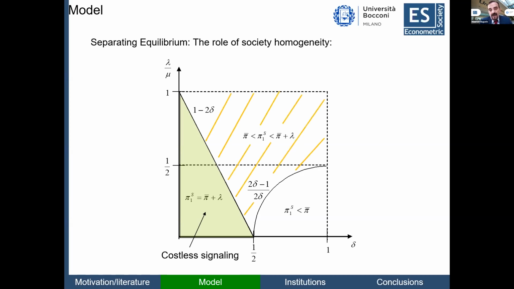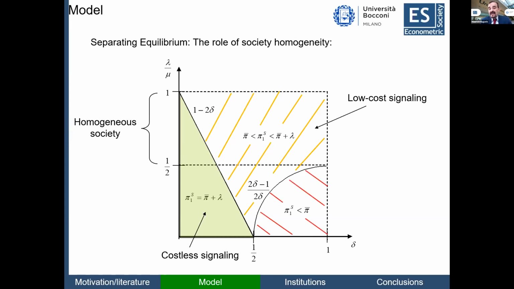Now, if you go a little bit up in that region, then we see that the central banker needs to reduce inflation further in order to distinguish himself from the weak one, but it's still above the target. So we say that in that case there is low cost signaling. And you could notice that, of course, we expect delta to be very close to 1. So in that region, this would most probably be the situation of a homogeneous society where the difference in the central bankers is not too big. It's lower than 1. The quotient is higher than 1/2.